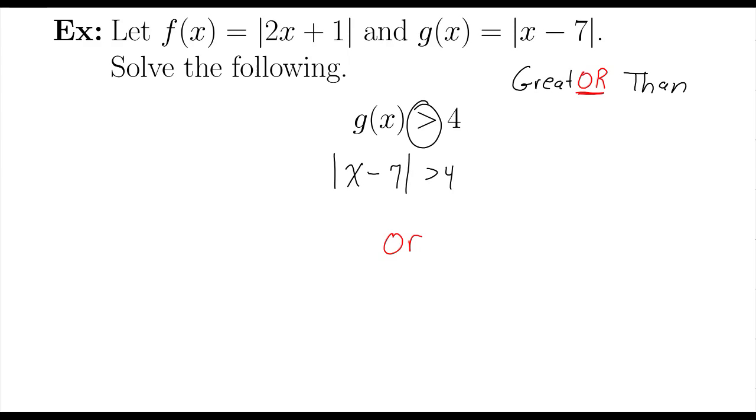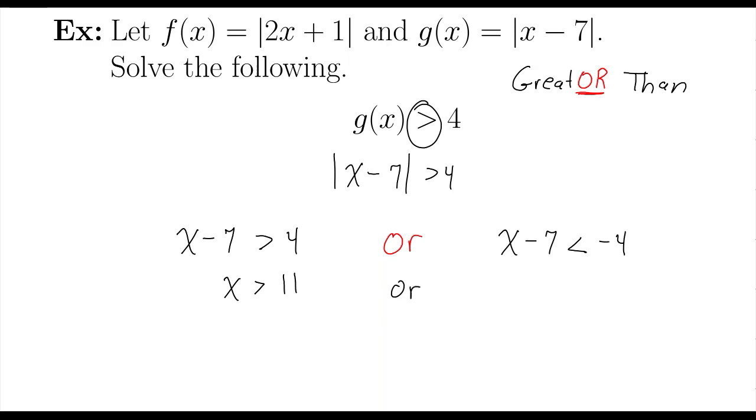X minus 7 greater than 4, or x minus 7, flip the sign, less than negative 4, right? Remember, when you change it to a negative, you have to flip the sign with it. Okay, so these are pretty easy to solve. Add 7 to both sides. 4 plus 7 is 11.